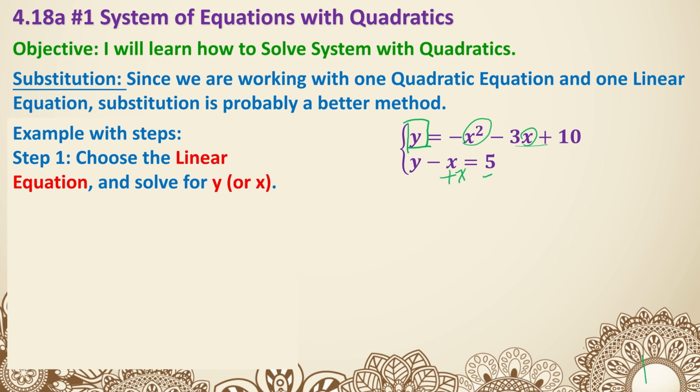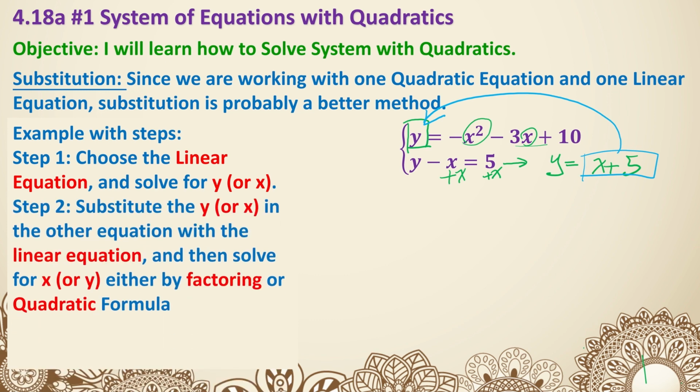That means we're adding x on both sides, which changes it into y equals x plus 5. And in that case, we are going to replace the y in the other equation using the x plus 5, and that is the substitution step. So step 2, substitute the y in the other equation with the linear equation. So let's do that. Left side is going to become x plus 5 equals -x squared minus 3x plus 10. Now you see y is gone. We got an equation that's left with just x.